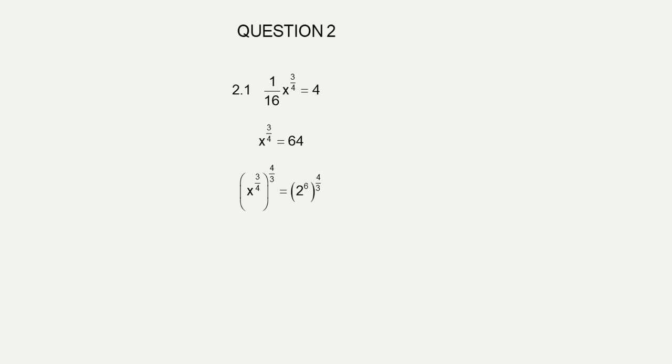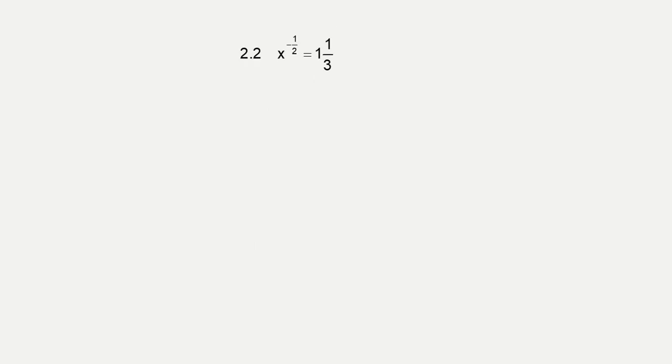So if you multiply 6 with 4 over 3, you get 8. So you have x equals 2 exponent 8, which is 256. The second one in question 2, you have x exponent minus half equals 1 and a third.